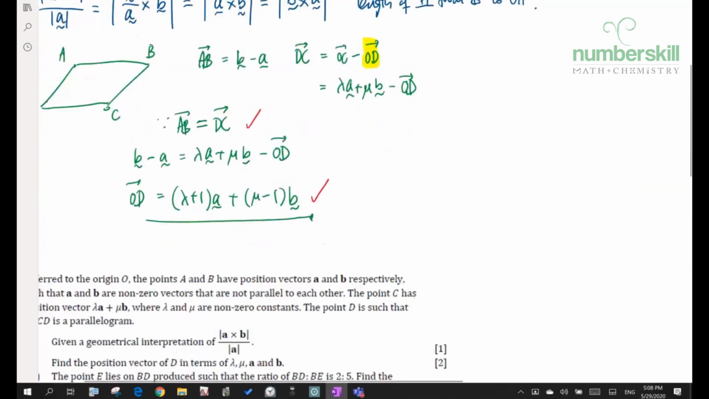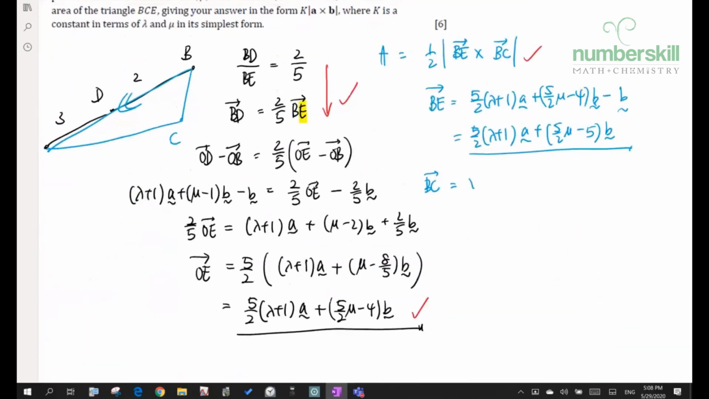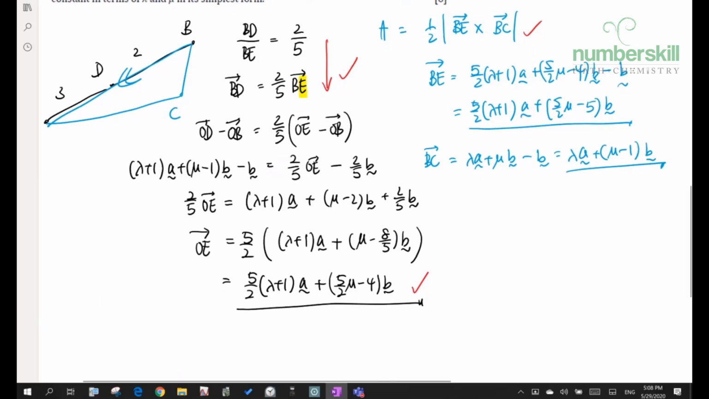OC is this one. Okay, this one, lambda A plus mu B. That's my OC. So lambda A plus mu B minus B. Can you simplify this? Sure you can. Lambda A plus (mu minus 1)B. Ta-da! You got all the ingredients you need to do the area already.